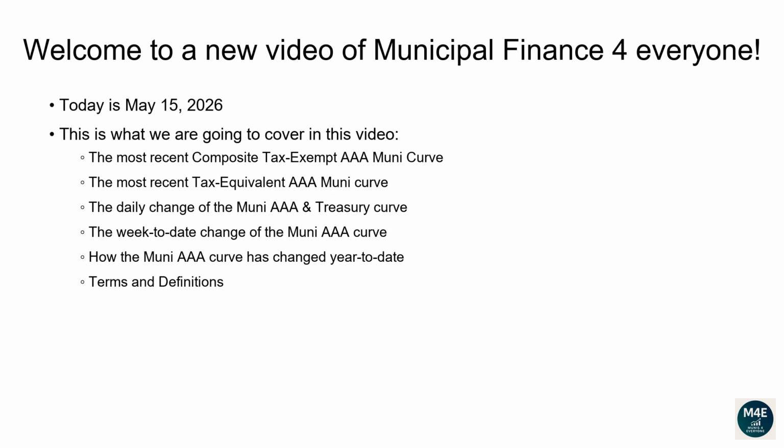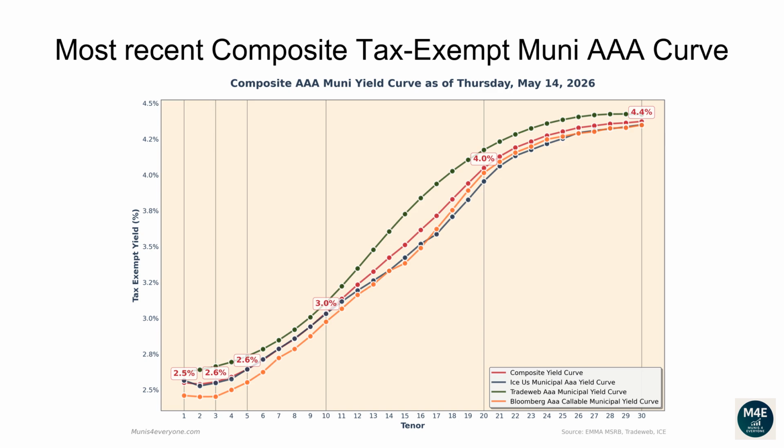Terms and definitions. Let's go over the most recent composite tax-exempt Muni AAA curve. The following composite tax-exempt yield curve is based off the most recent ICE, TradeWeb, Bloomberg yield curves that are available on the MSRB website, plus some proprietary extra adjustments, as of May 14, 2026.